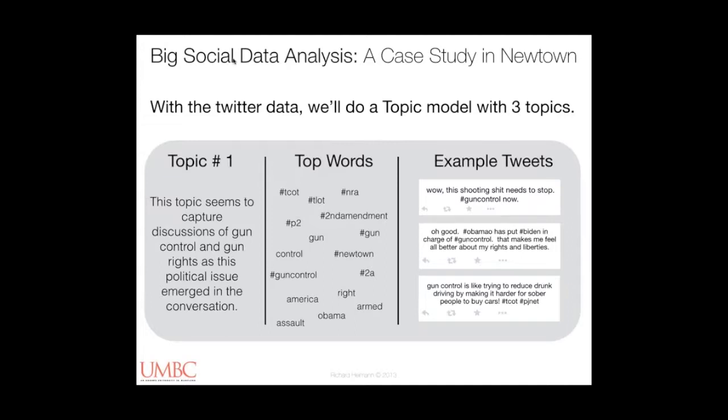So the next graphic I'm going to show you is actually a time series. The x-axis is showing time, beginning in early December 2012 and going out to the end of January 2013. And on the y-axis we have the frequency, or the count, of each one of these topics.